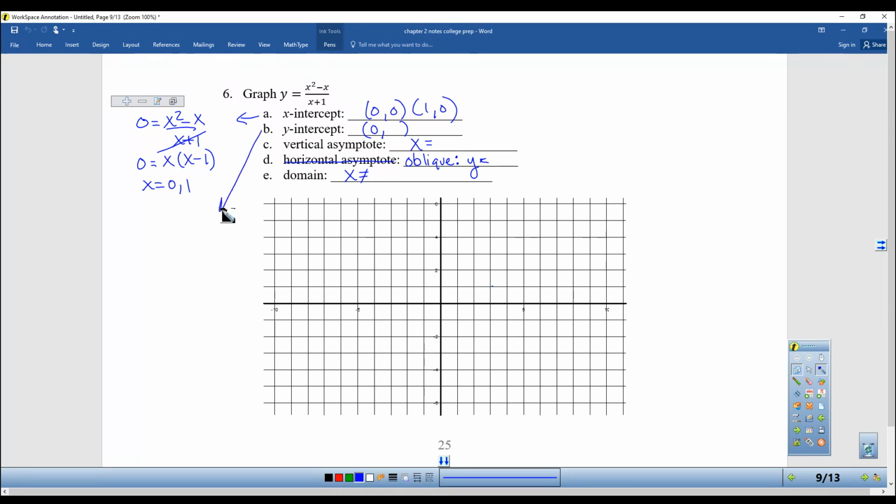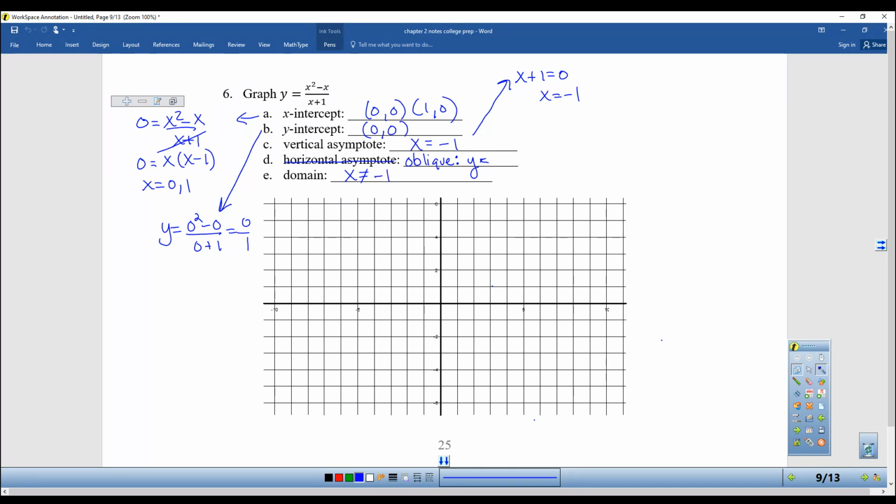I find the y-intercept by letting x be equal to 0. And that gives me 0 over 1, which is 0. I find the vertical asymptote by letting the denominator be equal to 0. I love these. They have a nice pattern to them. Which means that's the one number that x can't be.